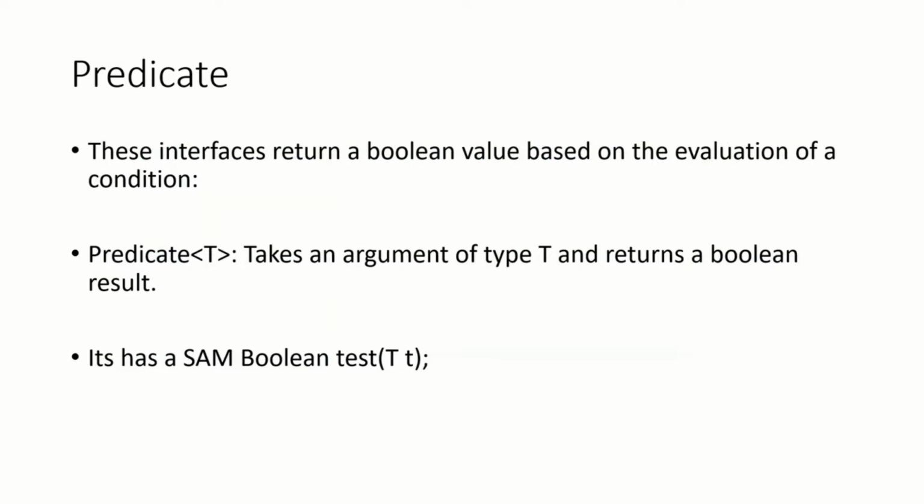First of all, we are going to discuss Predicate. These interfaces return a Boolean value based upon the evaluation of a condition. Predicate is also a functional interface which has a single abstract method. Its name is test and its return type is Boolean.